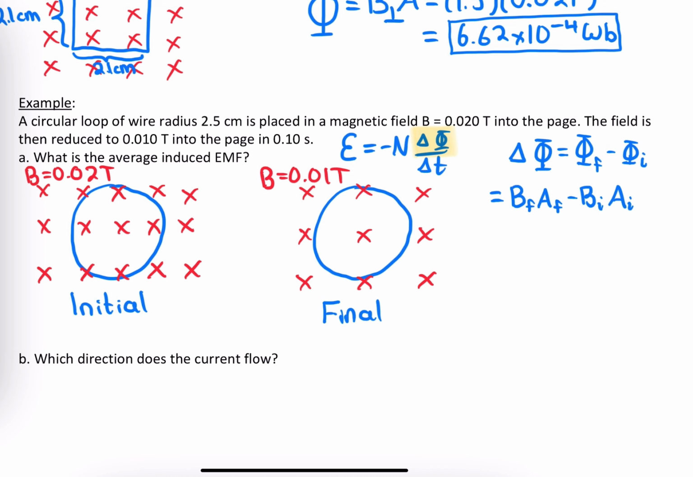But when you look at this question, A is not changing. A final and A initial aren't any different. A is the area of the loop. I have the exact same loop here as I do over here. The loop does not change. It's the magnetic field that changes. So I don't have to write this as A final and A initial. I can just write it as A, and then I can even factor it out to clean things up a bit.